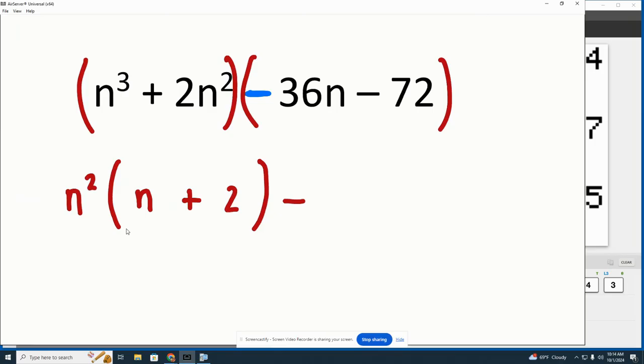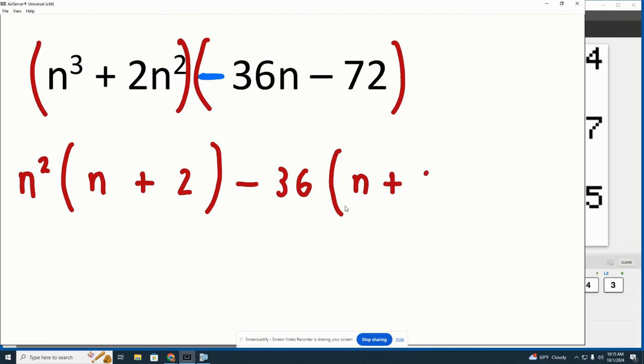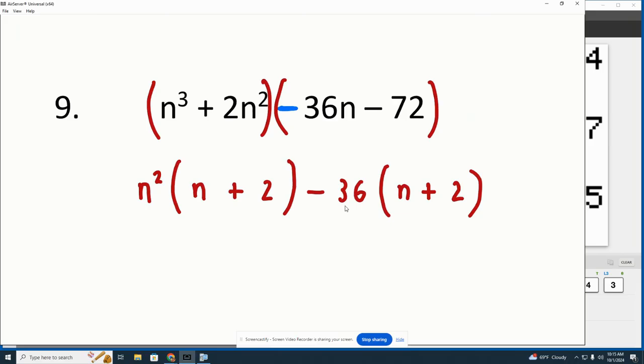Guys, tomorrow, look at your factors. Look at, right now, look at 36 and 72. The biggest number they have in common, that's your GCF. So we can pull out minus 36. Watch. What's negative 36 divided by negative 36? 1. And n drops down, so 1n. What's negative 72 divided by negative 36? Positive 2. Now look, guys. Was this factorable? Yep. How do you know? Because they match up. That's right. They match up.